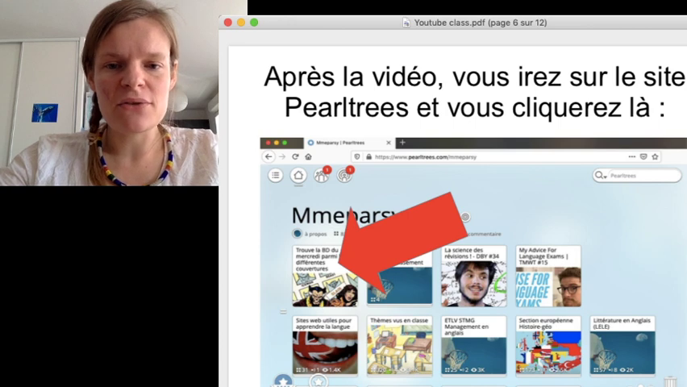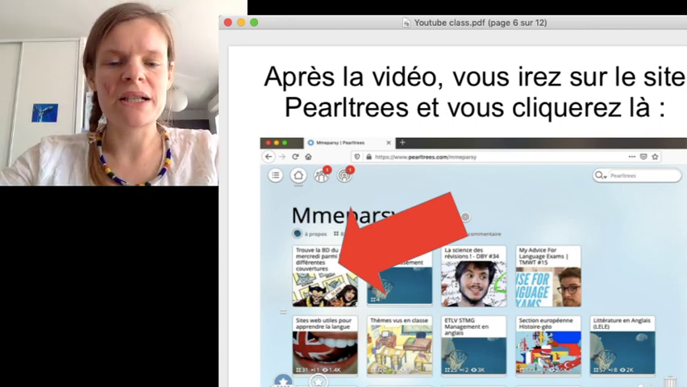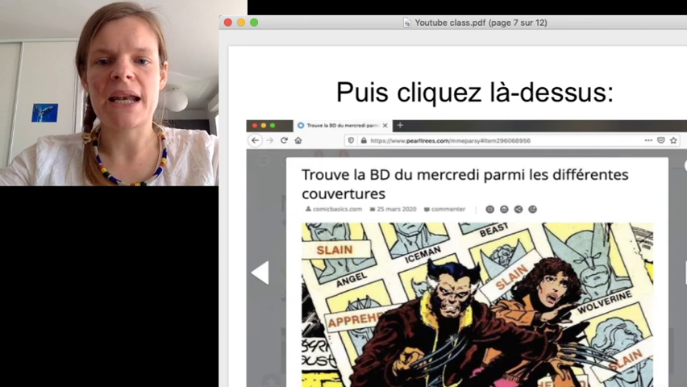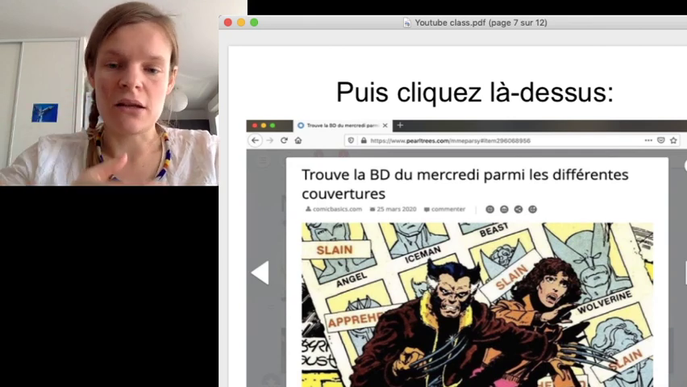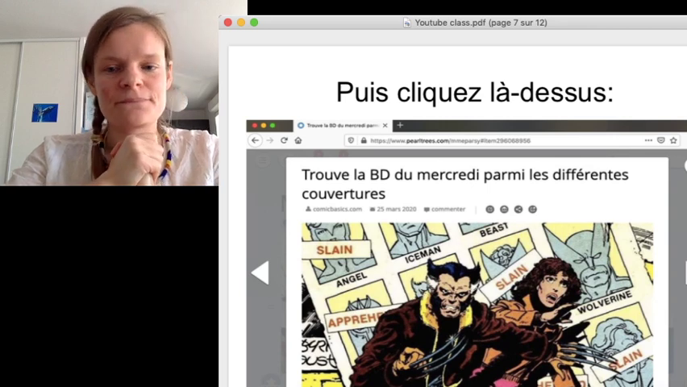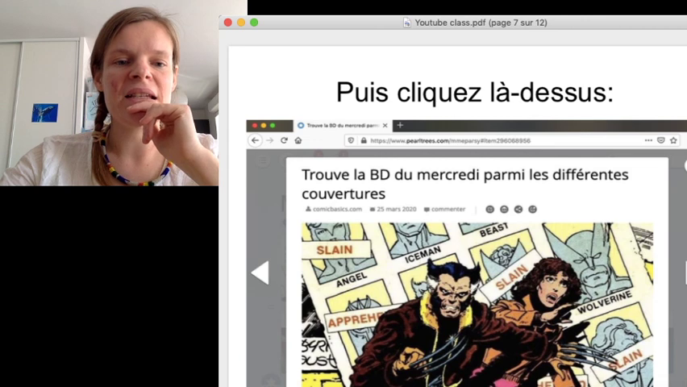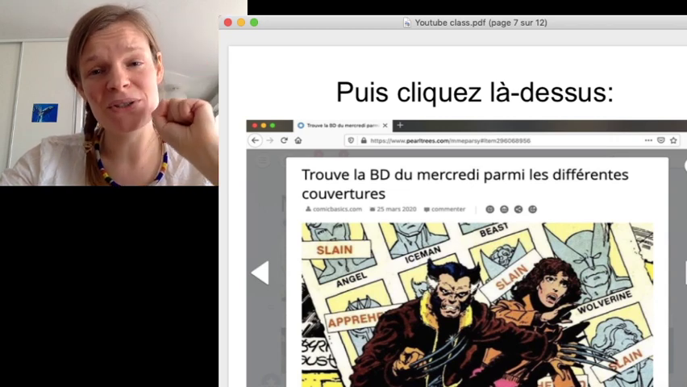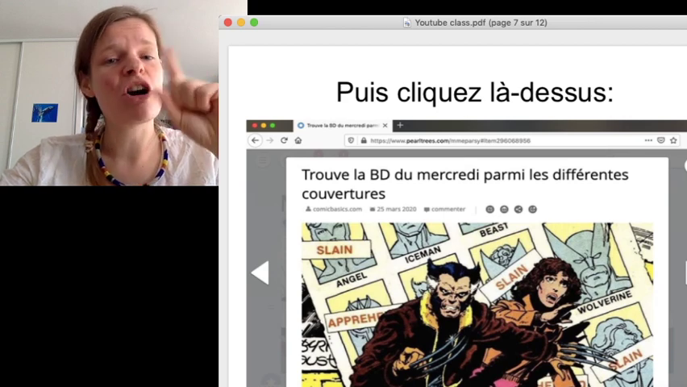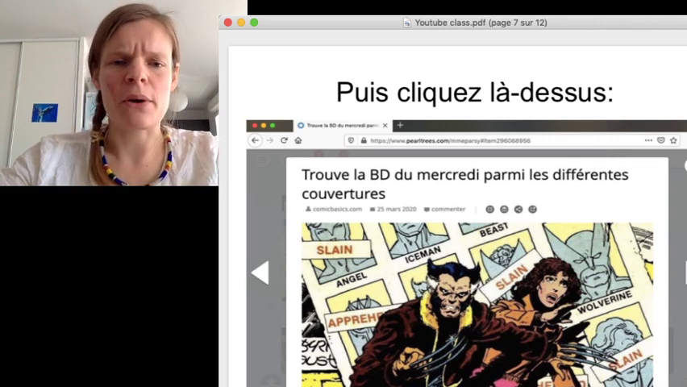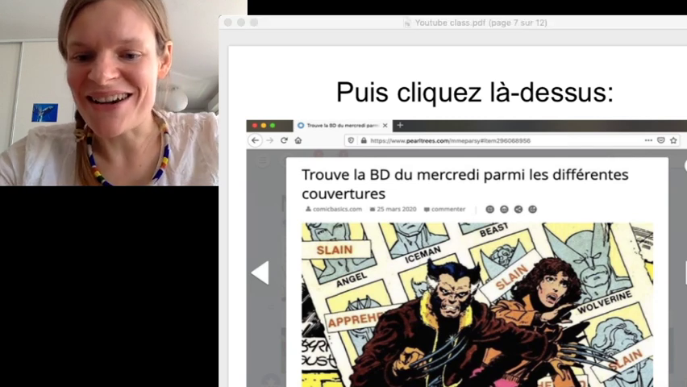So, after the video, you will go on Pearltrees, as usual. You will click on that link, the link with the red arrow pointing to it, to find the Wednesday comic among different covers. You will click on this. Then you will click on the second picture, the one with Wolverine on it. And you will try to find the comic book cover among different options. But today, it's a selection of 100 comic book covers. So it's a little bit more challenging. But you're up to it, I'm sure. You say it's hard. Okay.